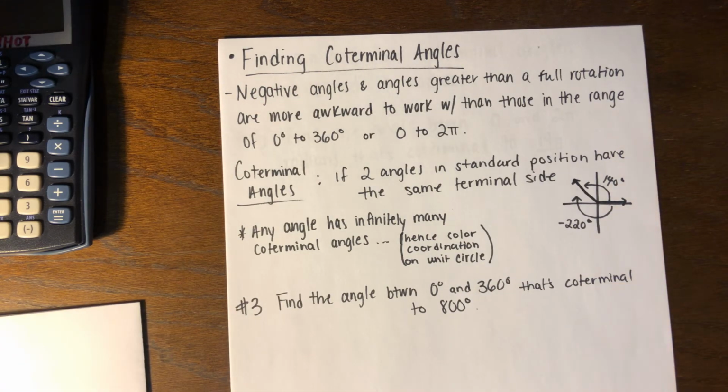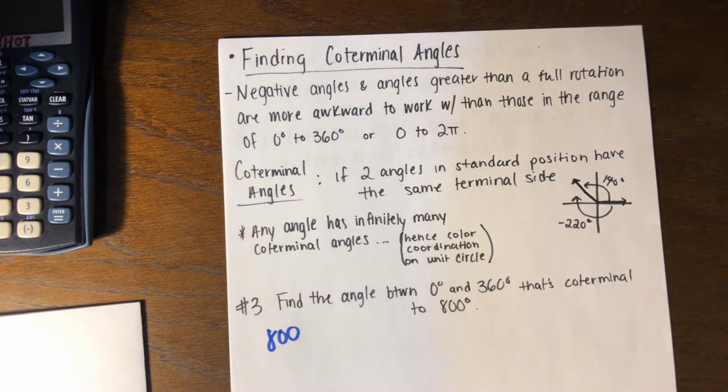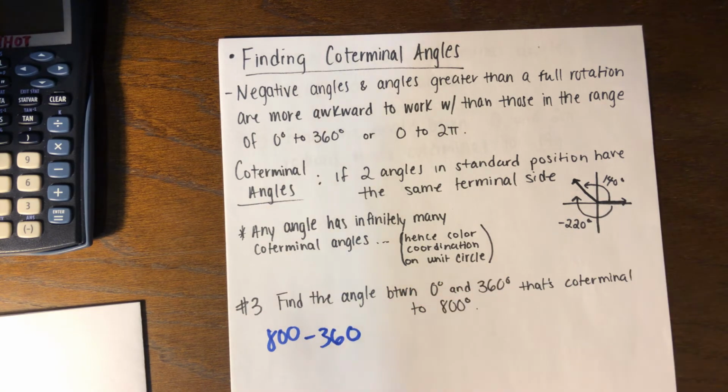Okay, so now we're going to be finding the angle between 0 and 360 that's coterminal to 800. These questions we're doing in this video are your together questions. You're going to be copying these down, and then you're going to do your own. So what we do is we start off with what we're given. We're given 800, right? And we know it has to be between 0 and 360. So since it's positive, I'm going to be subtracting 360 until I can get a number that's in between here.